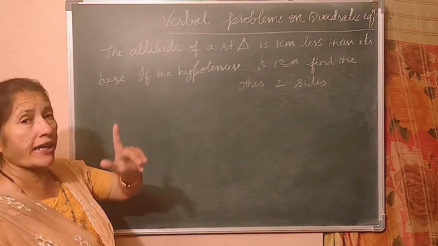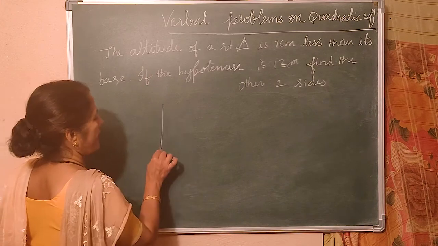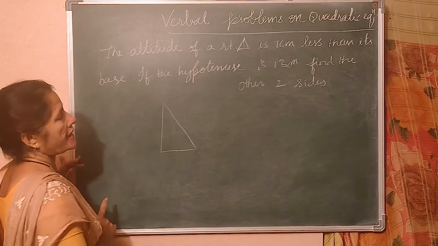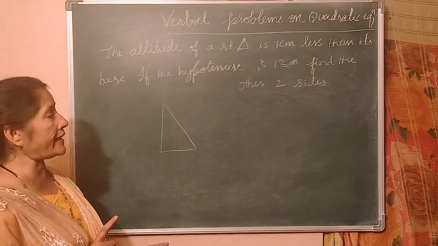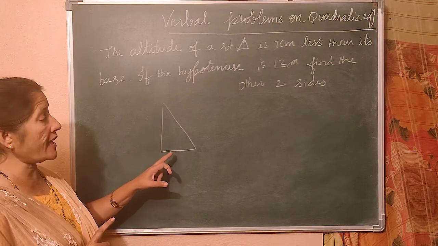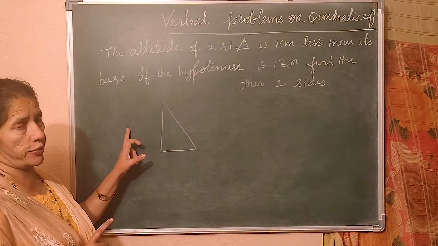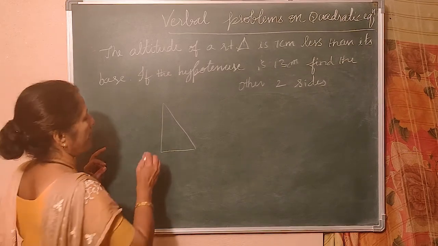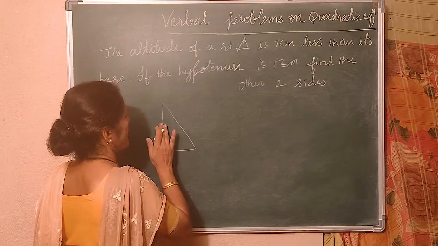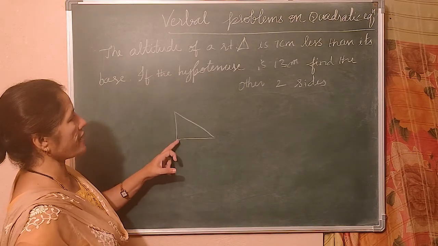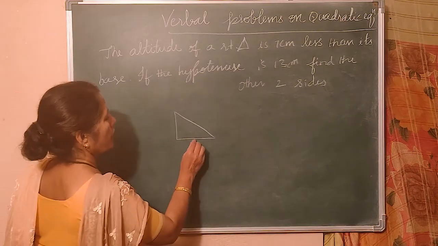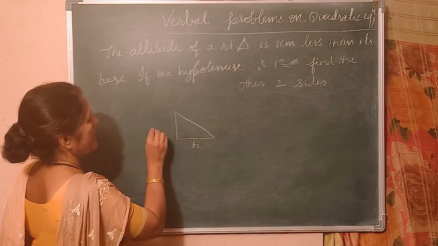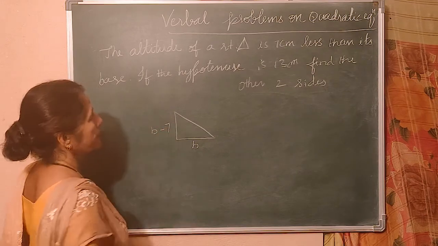The altitude of a right triangle. A right angled triangle is called a right triangle. Altitude is 7 centimeter less than the base. In a right angled triangle, one of the sides is the base, another side is the altitude. So altitude is 7 centimeter less than the base. I can draw it like this maybe. This is the base, and the altitude is 7 centimeter less, so base minus 7. Right?